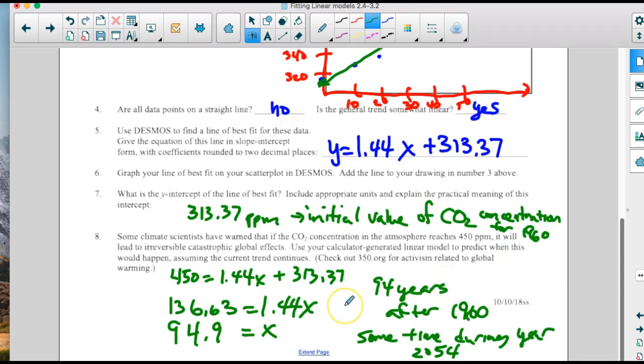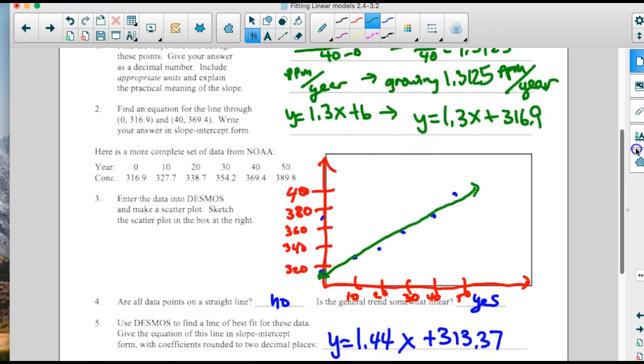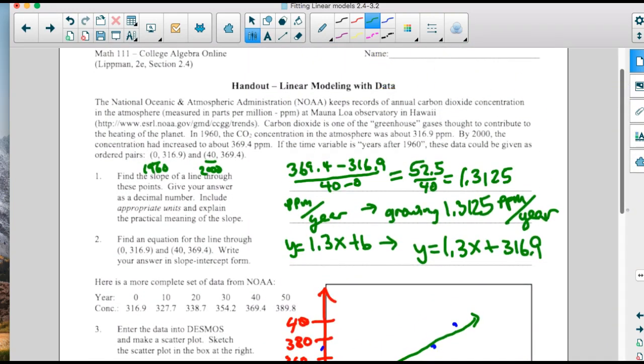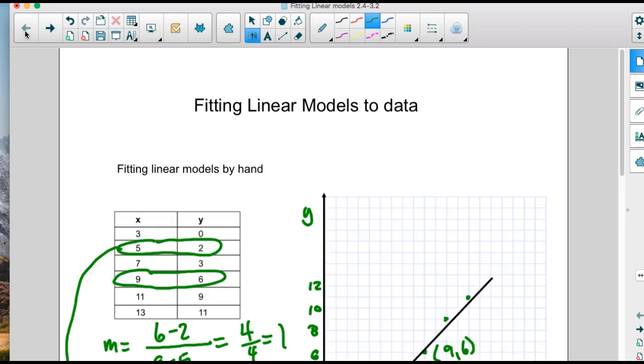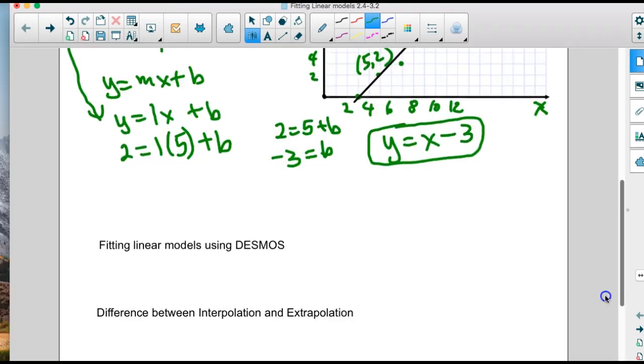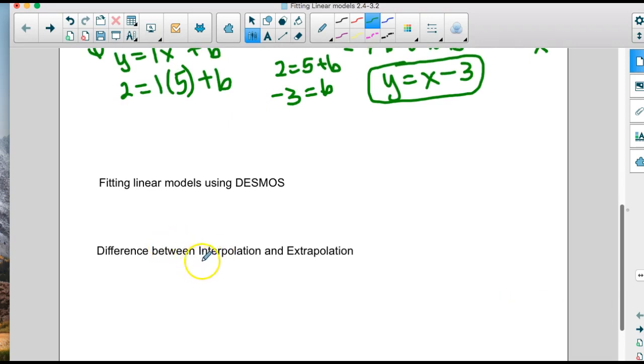All right, and that's the fitting linear models worksheet that's found in your packet. So that's how we use Desmos to do that. All right, let's go back to two other things that we need to do after fitting models. We need to know the difference between interpolation and extrapolation.